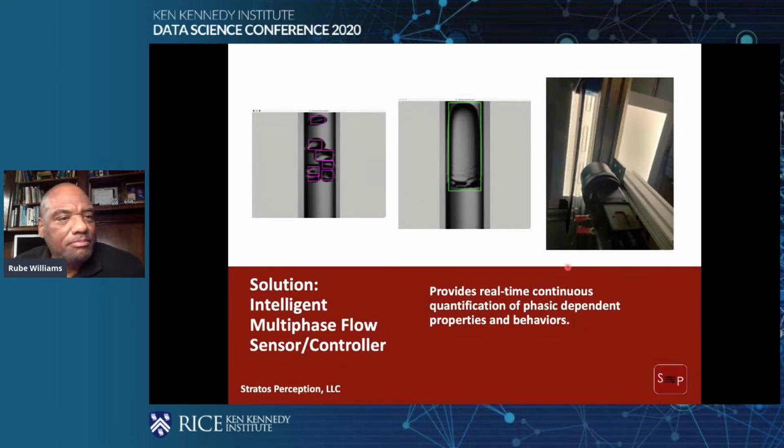Here are some photos of simple object tracking of bubbles, and in the middle there's a large bubble, what we call a Taylor bubble or slug, indicative of slug flow. And you see the camera there on the right where we're monitoring the flow channel. It's a vertical flow channel.